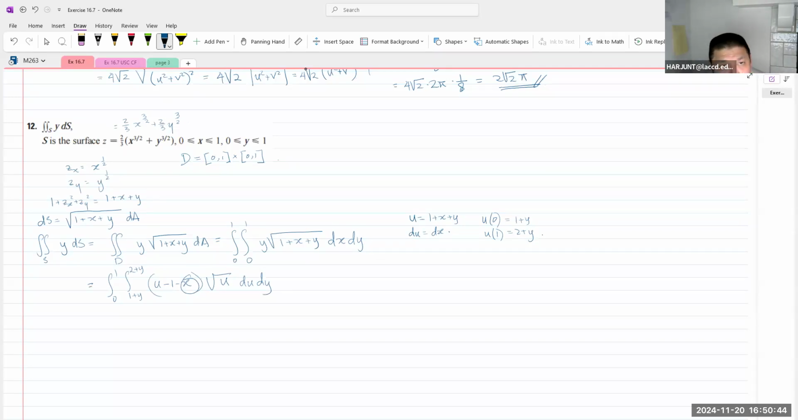Am I missing something? No, it's not doable, so do it another way. I will make it dy dx instead. Let's erase this for now. If I do with respect to y, this will be 1 plus x, 2 plus x.